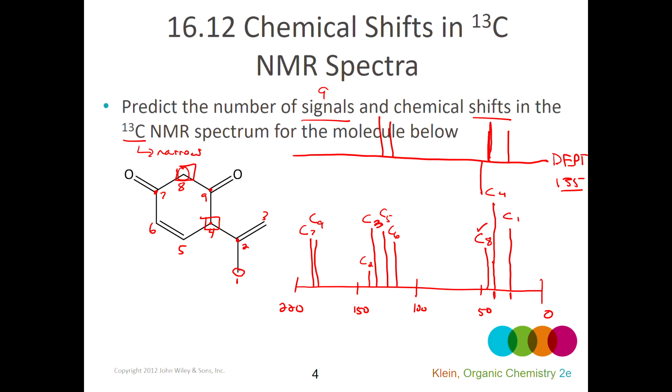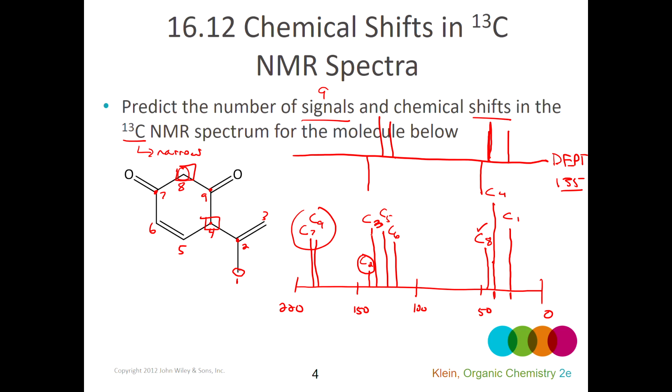Carbon 3 and 2. Carbon 3 is a CH2, so that would give a signal pointing down. Carbon 2 doesn't have any hydrogens, I wouldn't see a signal for that. And carbon 7 and 9 both don't have hydrogens, so I wouldn't see signals for those. So what this does is confirm for me that these two carbons and this carbon have no hydrogens.